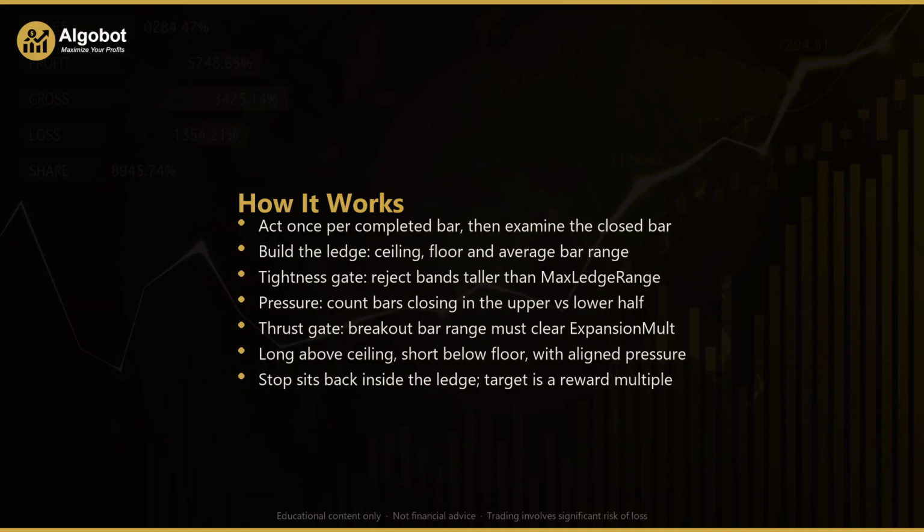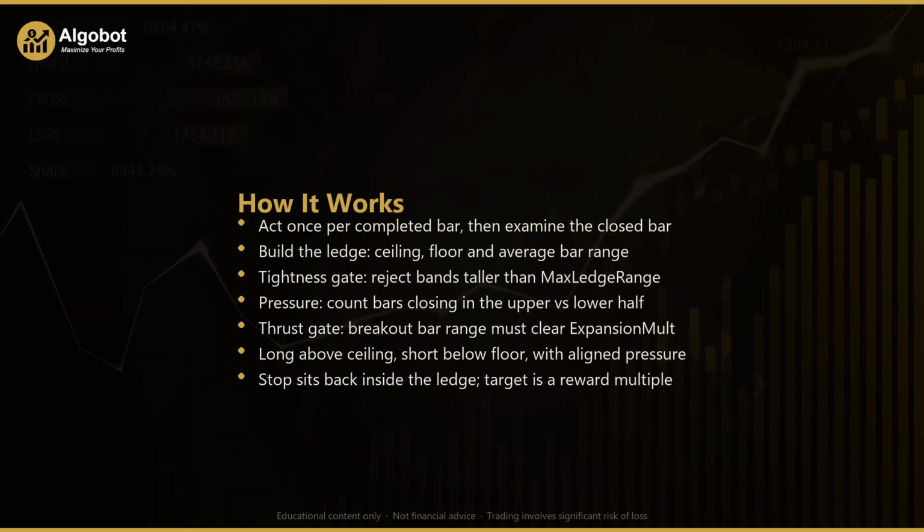With those checks passed, it evaluates direction. For a long, the breakout bar must close above the ceiling plus a small buffer, and the long pressure ratio must meet the PressureFraction threshold. For a short, the bar must close below the floor minus that buffer, with short pressure meeting the same threshold. When a long signals, entry is taken at the ask.